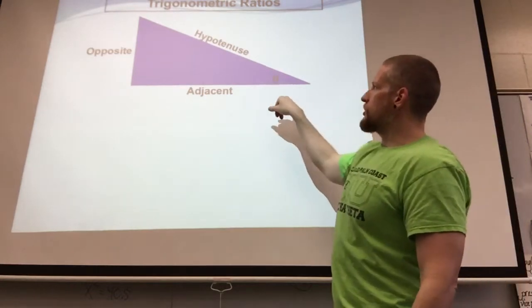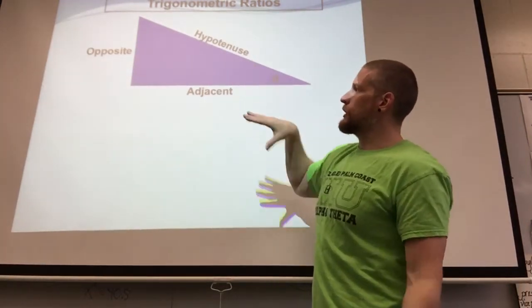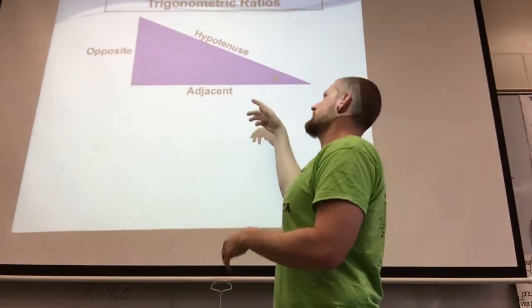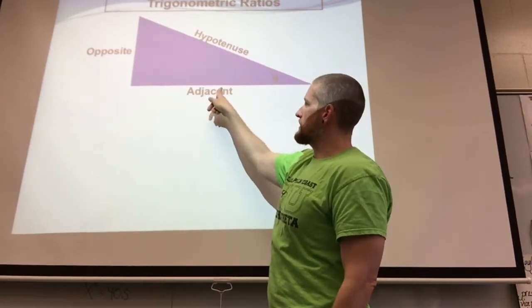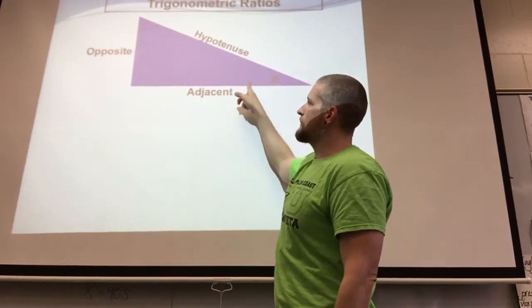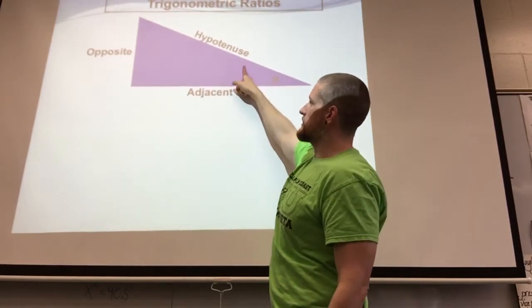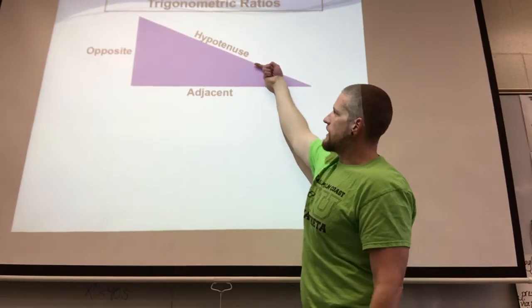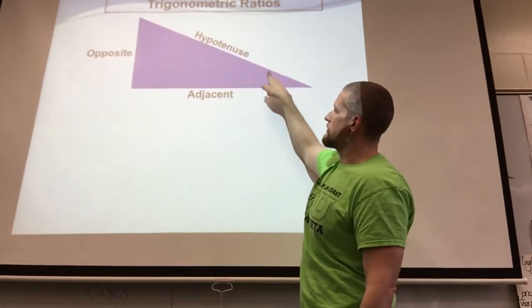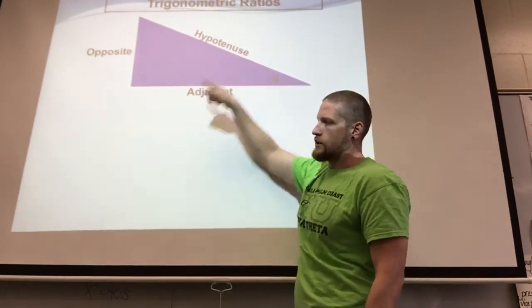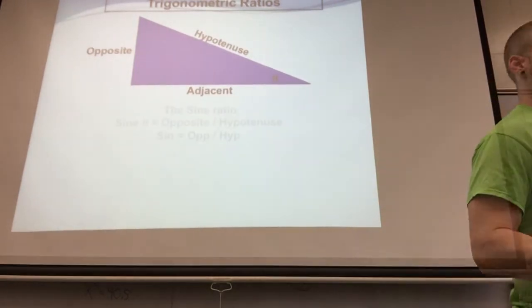And then based on whichever acute angle you are looking at, you will label the sides as adjacent, meaning it's the side touching the acute angle. Opposite would be the one directly opposite, and hypotenuse is the longest side. So don't get this side confused with adjacent, because this side touches it, but it's the longest. The longest side is always called the hypotenuse.